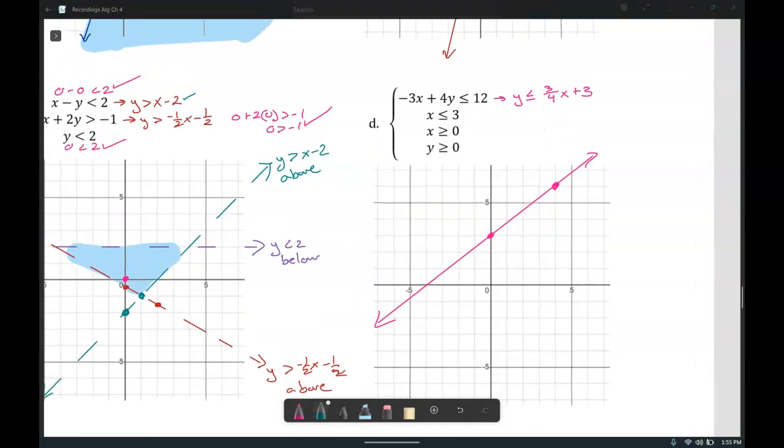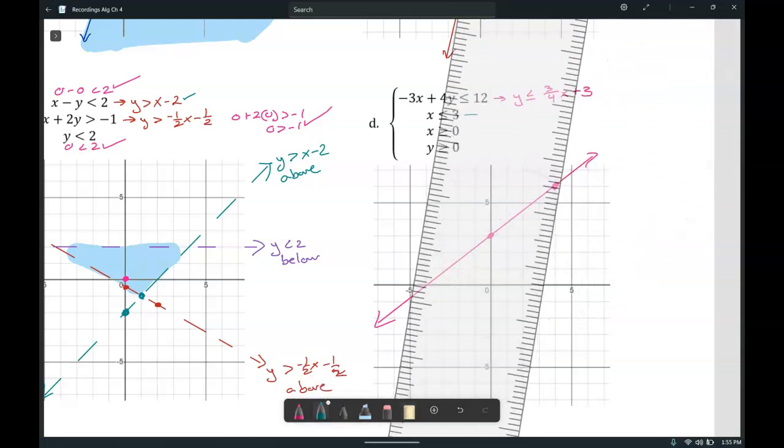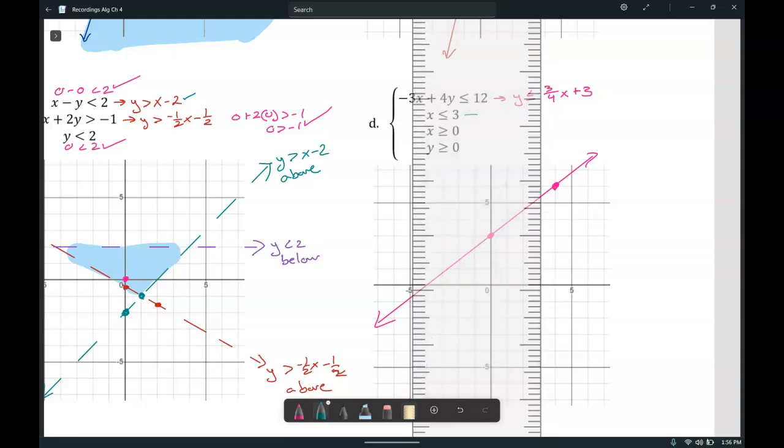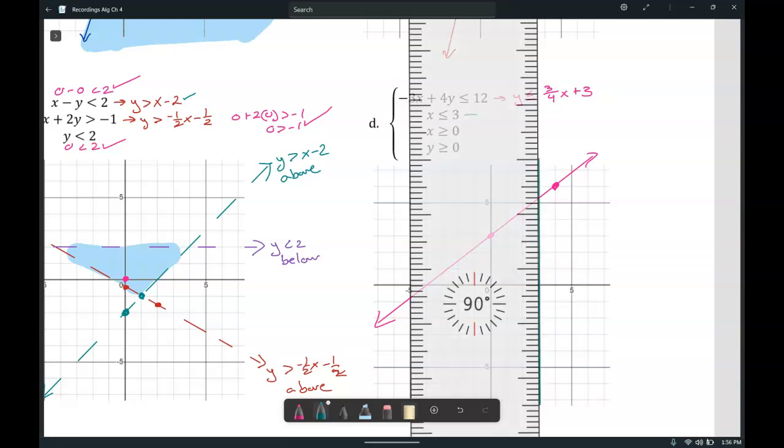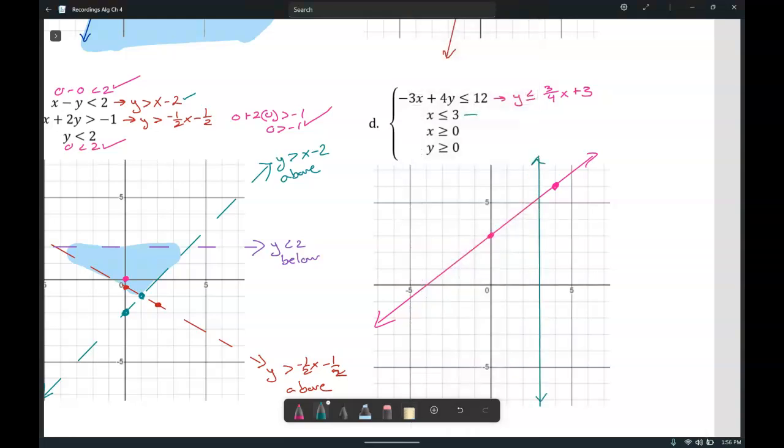Next, we'll go ahead and graph our x is less than or equal to 3. That is a vertical line at 3. There we go. Solid line again. So that is x is less than or equal to 3. So we're going to shade left on this one. And on our first equation, we are going to shade below. So far we're below and we're left. So we're going to be somewhere in this area for our shading. So let's take a look at where that's going to be.